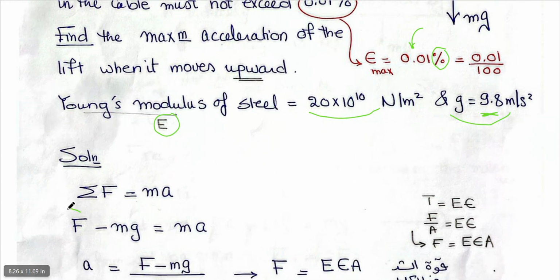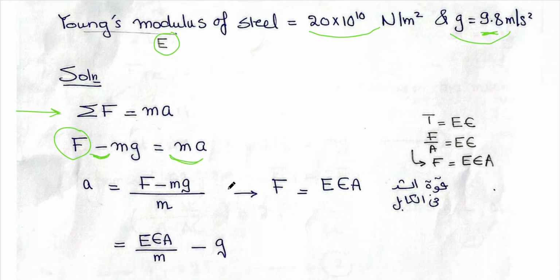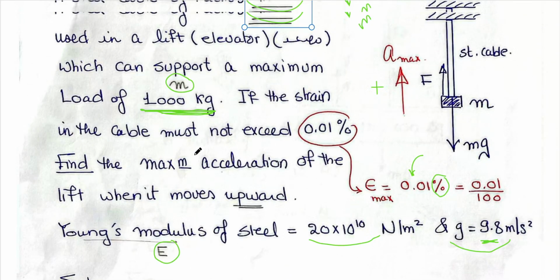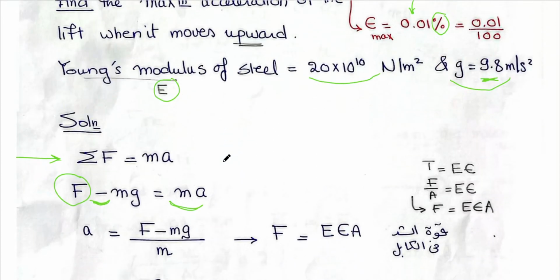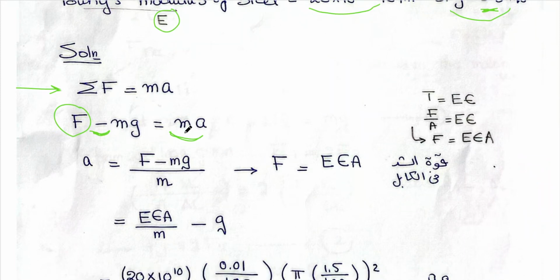That's why for sigma forces, we have F, the tension force in the steel cable, minus mg, because it's in the opposite direction, equals m multiplied by a. This is from Newton's law, sigma forces equals mass multiplied by acceleration. It's required to calculate the maximum acceleration of the lift. I will put the acceleration on the left side of the equation. On the right side, I will find F minus mg divided by m.